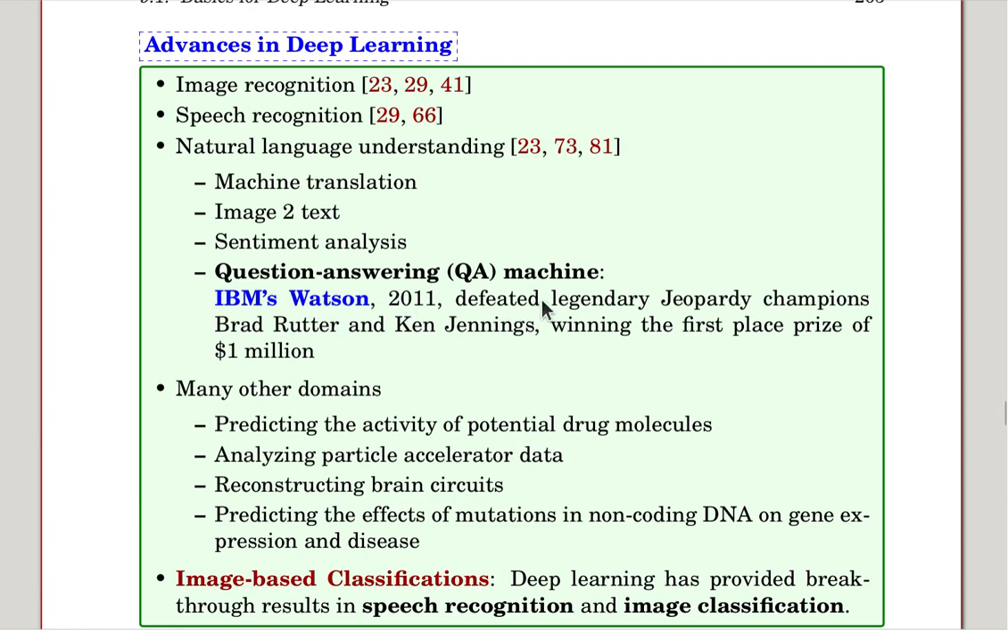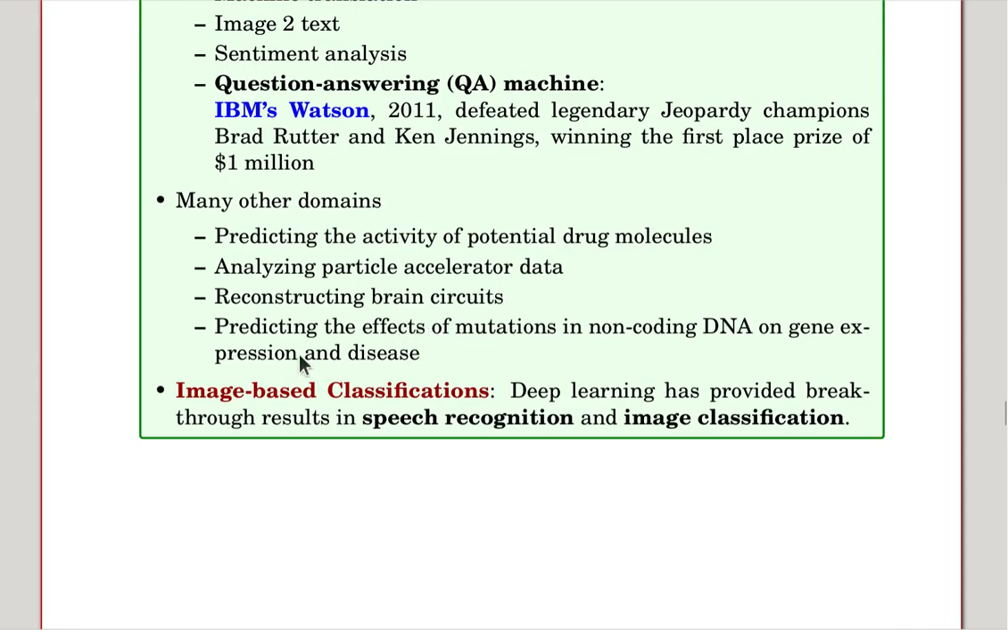Among these examples, we consider the question answering machine from IBM. IBM Watson in 2011 defeated legendary Jeopardy champions and won the first prize of $1 million. And in many other domains, these algorithms are used and being developed. Deep learning has provided breakthrough results in speech recognition and image classification. So it is image-based classification. It is working super.